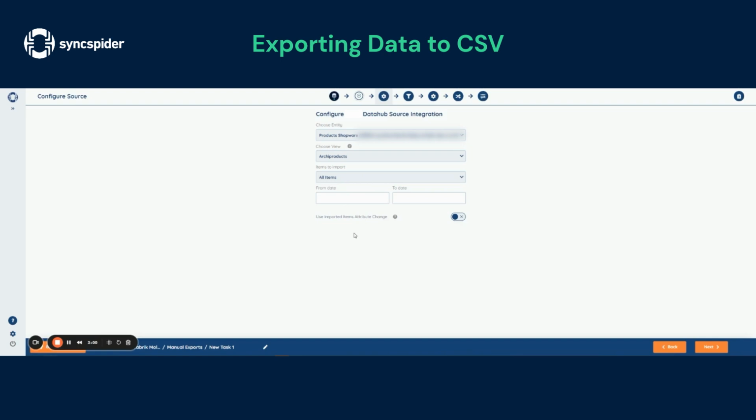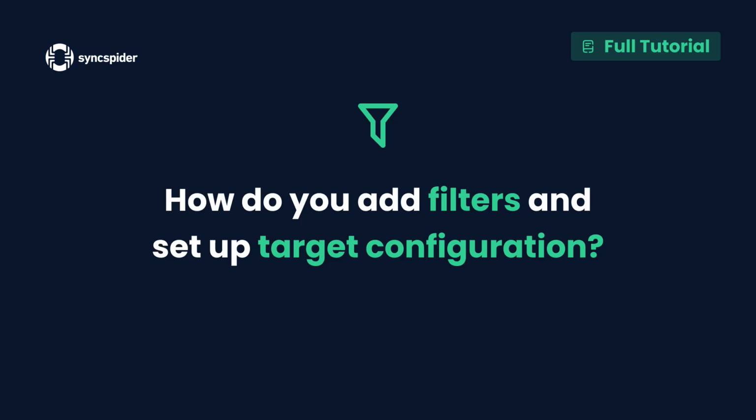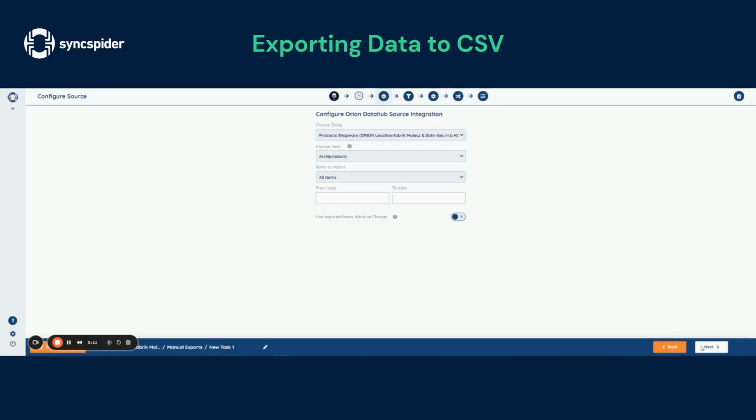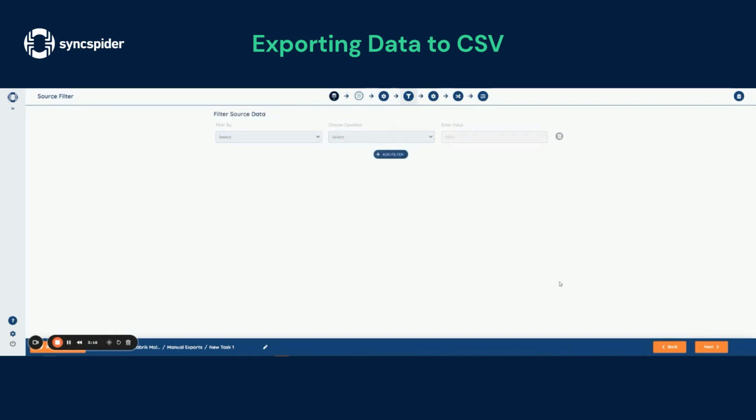If I want to mark products as exported, I could just select this icon to choose an attribute that I manipulate after I exported the files. In the next step, I can further add some filters if needed. You know that already from other SyncSpider tasks.